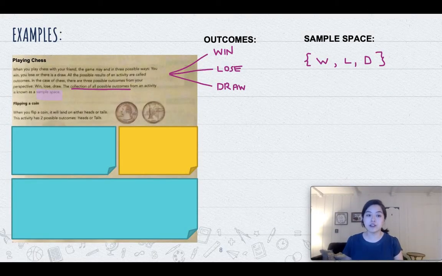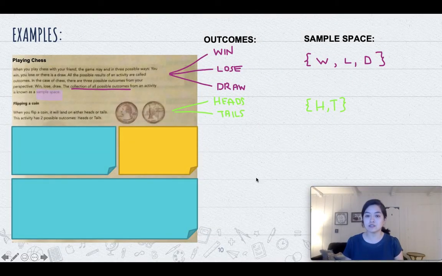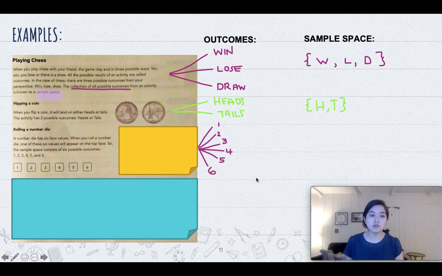Also, looking at another activity, flipping a coin, how many outcomes are there from flipping a coin? There's only two possible outcomes, right? Either you'll get a heads or a tails. And so the sample space is heads or tails, like this. What about rolling a six-sided die? Well, I see that there's six possible outcomes, right? Because the die can land up on one or two or three or four or five or six, okay? And then the sample space is just those six numbers, 1, 2, 3, 4, 5, 6.